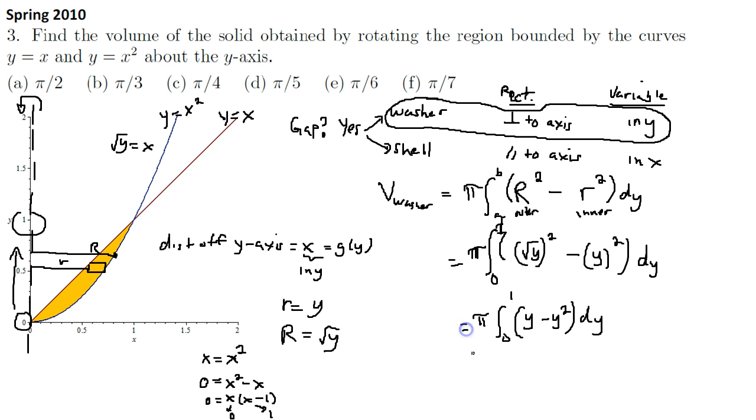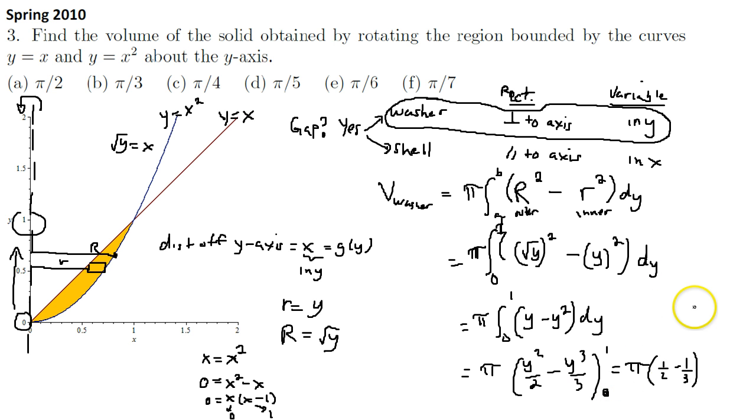Not that shells wouldn't work out well too. We just decided on washer. Y squared over 2 minus y cubed over 3, from 0 up to 1. When it comes time for 0, we don't have to worry about that. It'll be pi. If we put in 1, we get a half minus a third. And then put in 0, we get 0.